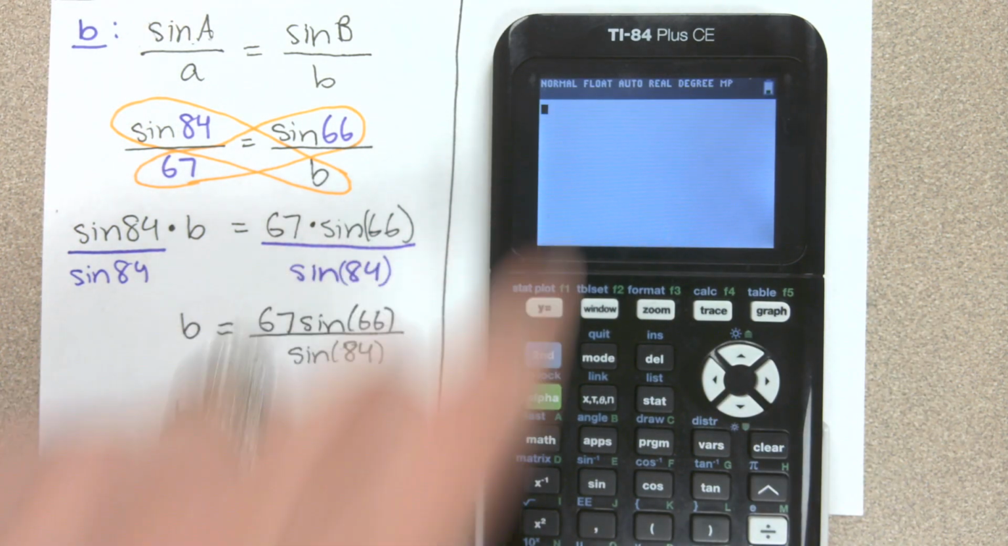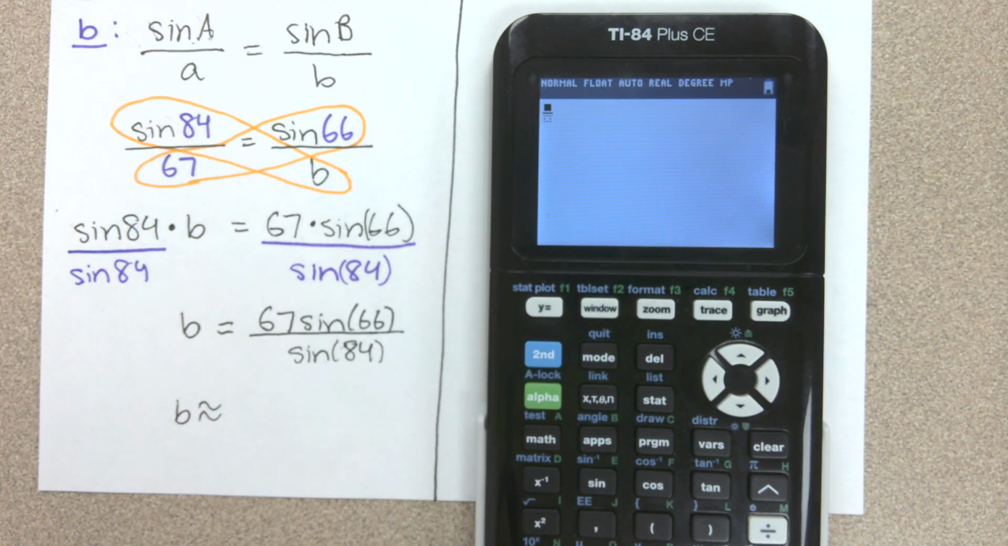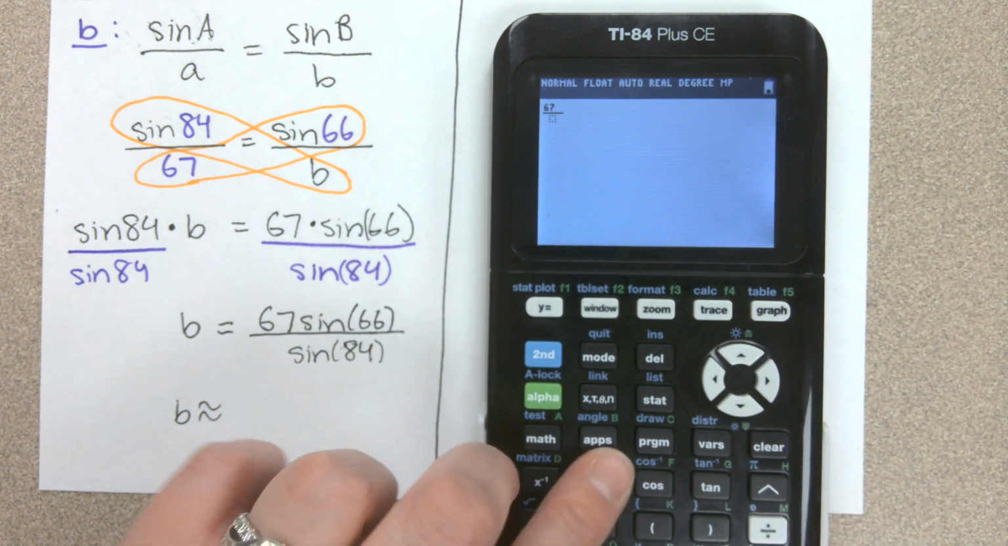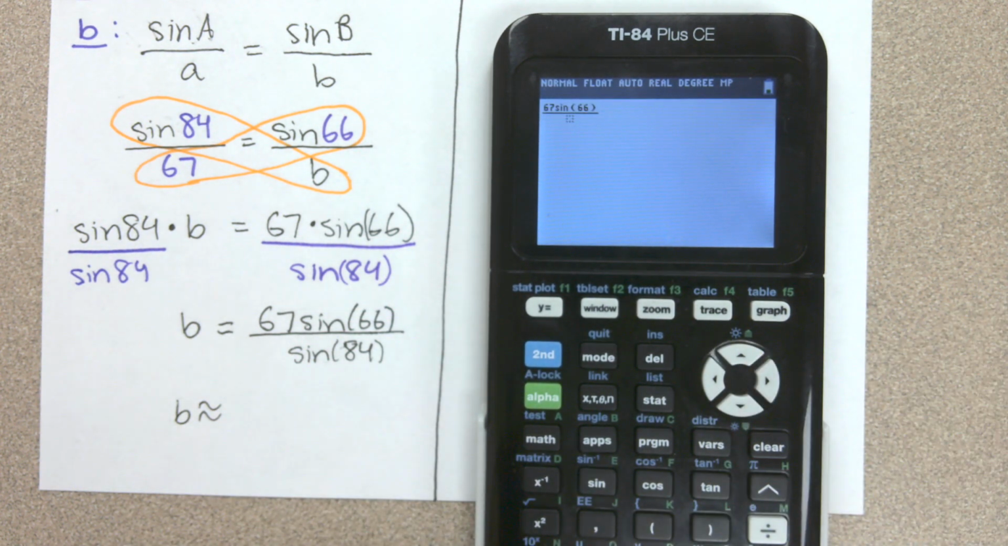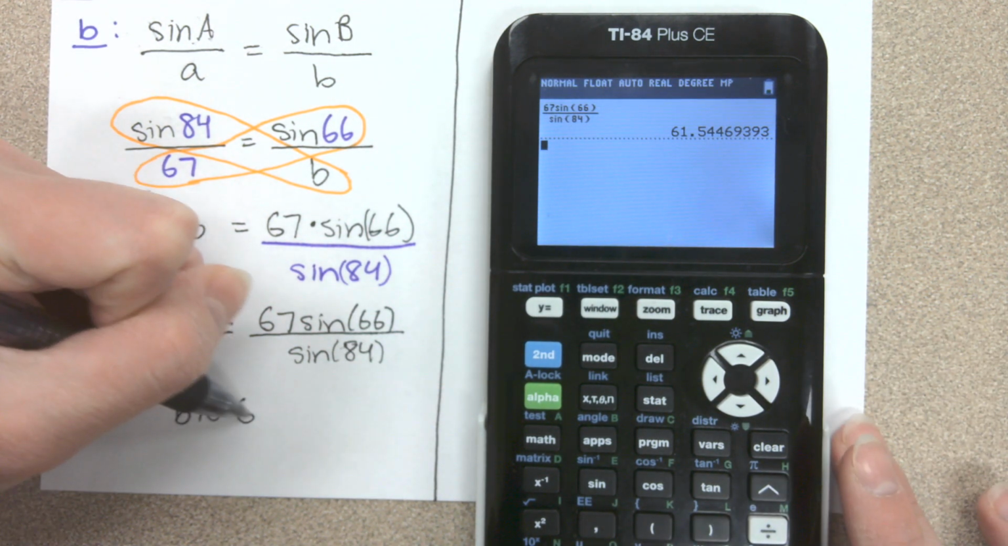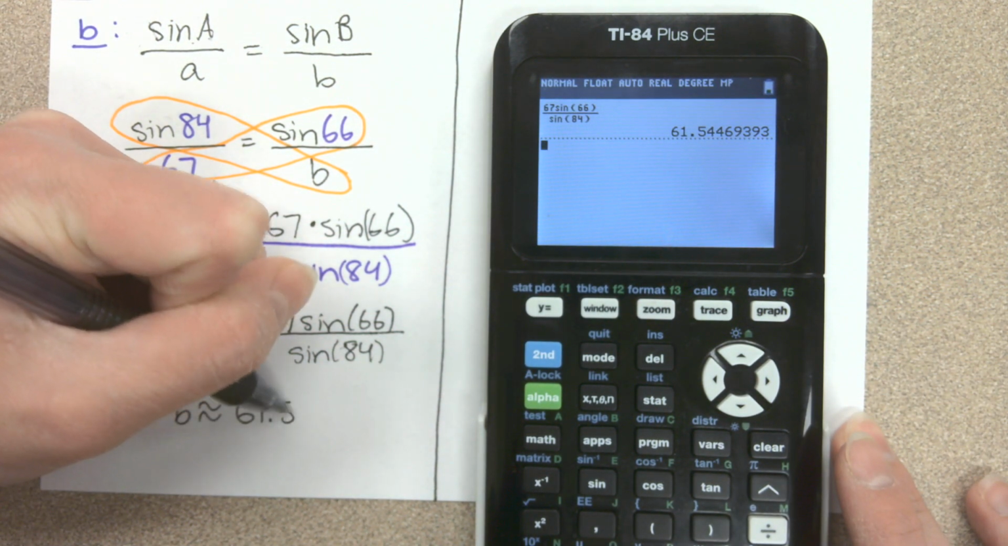And if you have this calculator, make sure you're using alpha x, the fraction button. We don't want to mess with parentheses. 67 sine of 66 over sine of 84. And 2 decimal places. 61.54.